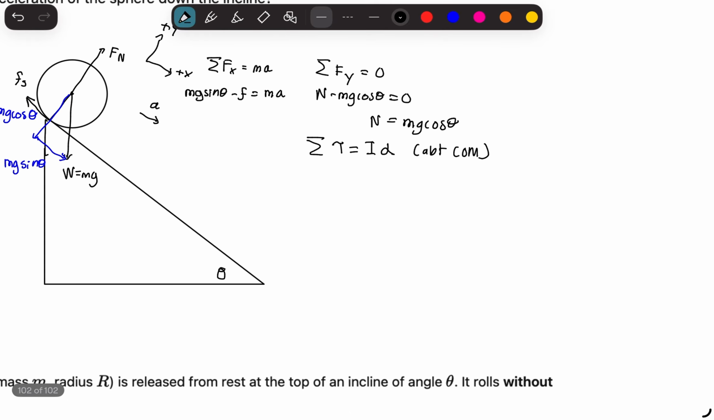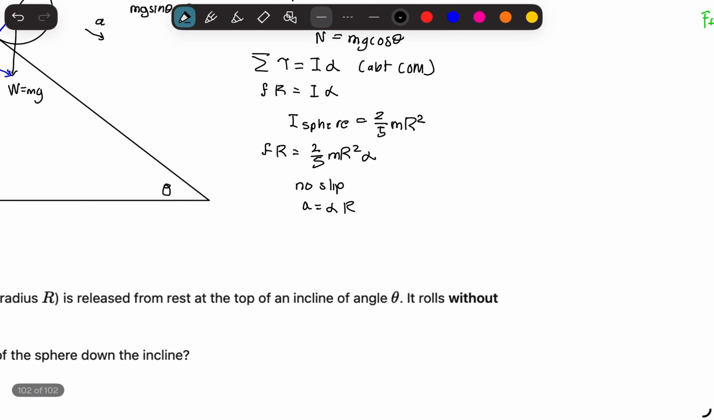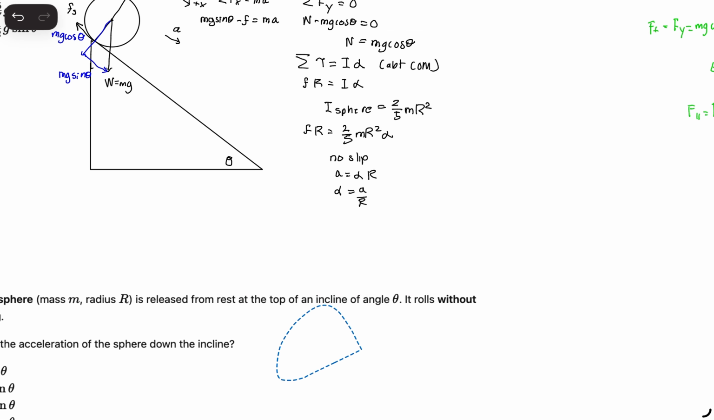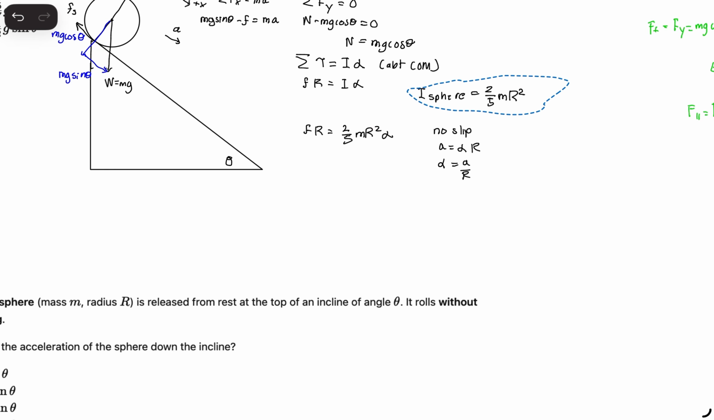So only our friction is going to cause torque. So you have Fr is equal to I times your angular acceleration. So for I of the sphere, you have that it's equal to 2 over 5 m times radius squared. So you have Fr is equal to 2 over 5 m times radius squared times your angular acceleration. So your no slip condition is a is equal to alpha times r. So rearranging, alpha equals a over r. You can substitute that back in as well.